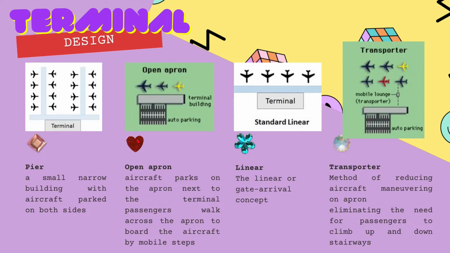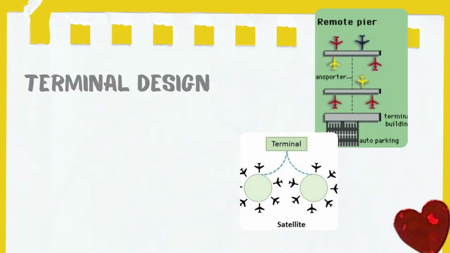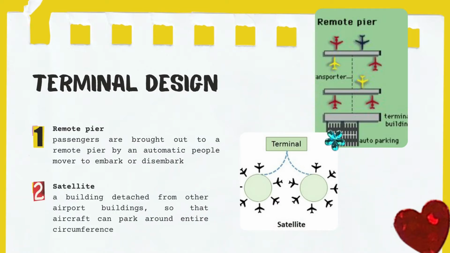4. Transporter. The transporter concept originated as a method of reducing aircraft maneuvering on the apron and of eliminating the need of passengers to climb up and down stairways in order to enter or exit the aircraft. 5. Remote pier. In this concept, passengers are brought out to a remote pier by automatic people mover, and they embark or disembark in the conventional manner.